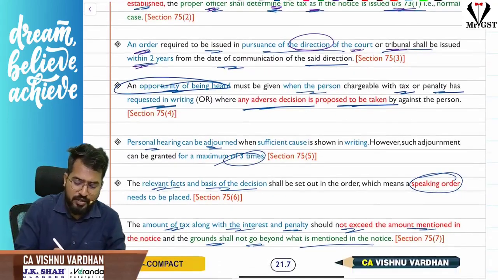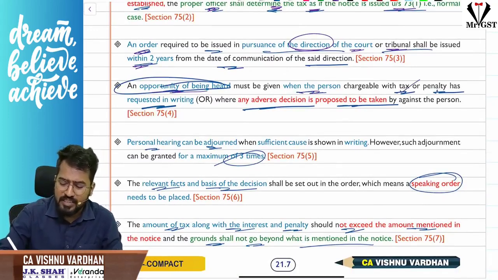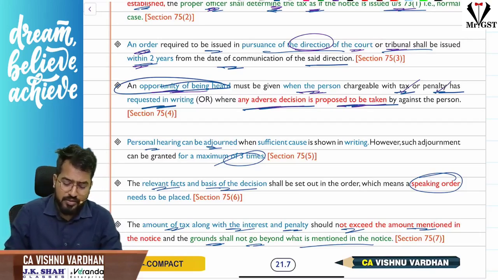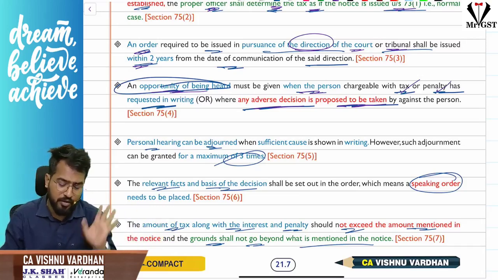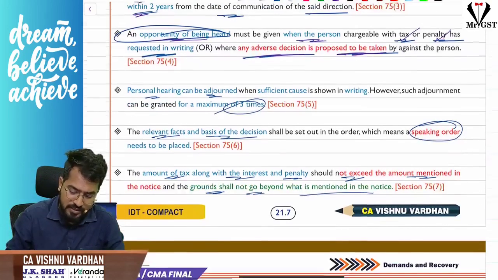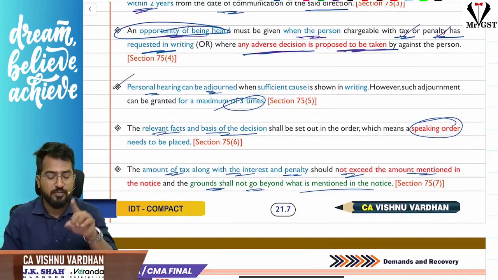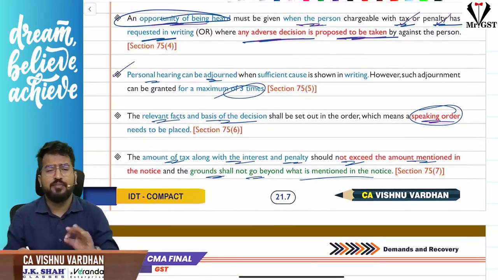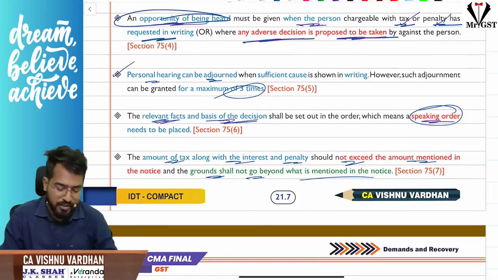And before passing any order, please understand, an opportunity of being heard should be given to any person who is chargeable with tax or penalty, or if the decision has any adverse effect in the proposed action to be taken against that particular person. Simple: you are taking action against a person, obviously you should give him an opportunity of being heard. Next, personal hearing can be adjourned if sufficient cause has been shown by the taxpayer, but it cannot be adjourned more than 3 times. And whenever the order is passed by the department, the order should always be a speaking order. That means it should list out all the relevant facts and the basis of the decision for which the order has been passed.